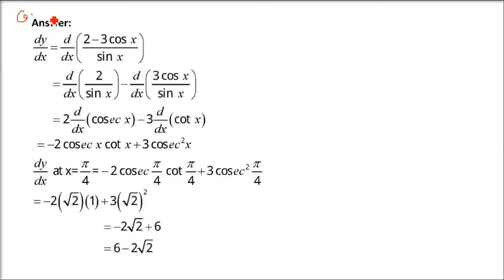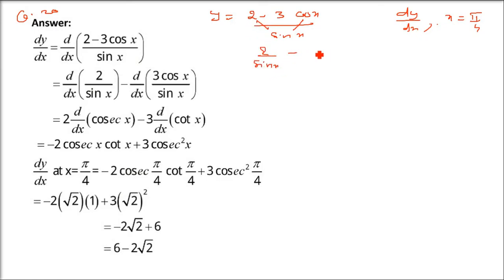So question number 20. Again y is given as 2 minus 3 cos x by sin x. We have to find dy by dx at x equals pi by 4. So let us do it first. Let us take the denominator: 2 by sin x minus 3 cos x by sin x. The 2 by sin x, the sin x will go up, so we can write it as cosec x, minus 3 cos x by sin x, which is cot x.